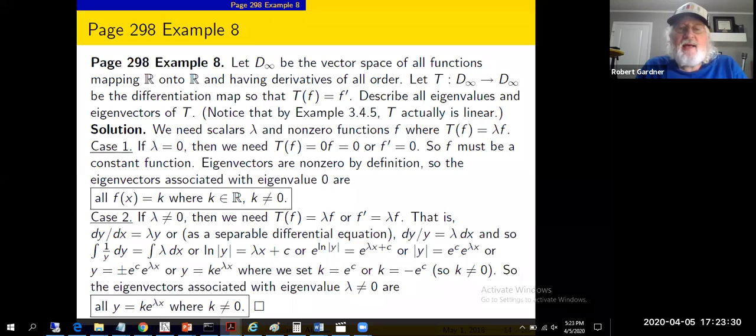Let's rewrite that. Maybe let y equals f of x and rewrite f prime as dy dx. So the f prime becomes dy dx. The f function itself becomes y. So we've got dy dx equals lambda y. This might be stretching your calculus 2 knowledge a little bit. That corresponds to a separable differential equation. So we'll separate the differentials.